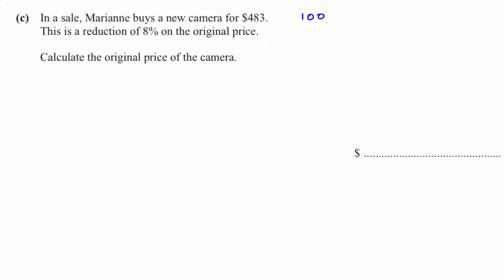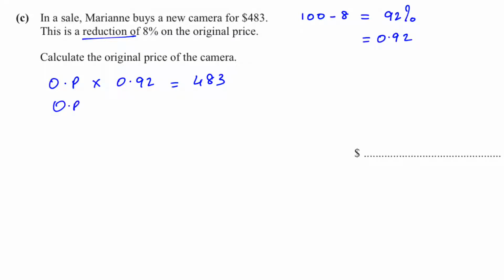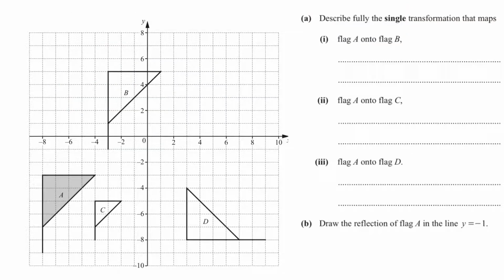on the side, this is a reduction, so we are going to subtract. If it was an increase, we will add, but the method will be the same. So 100 minus 8 is 92 percentage. 92 percentage means 0.92. Now the original price times your percentage gives you your new price, which is $483. Therefore, your original price is going to equal to 483 divided by 0.92. And we will get $525.